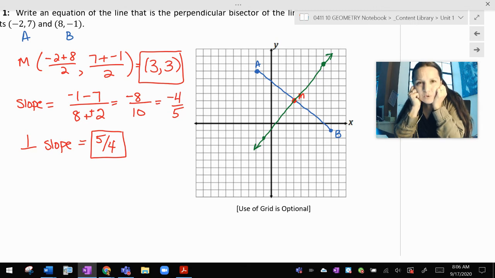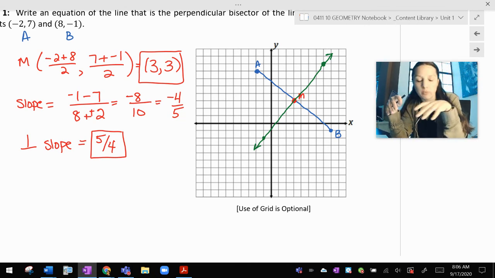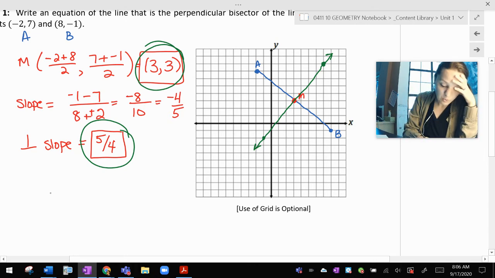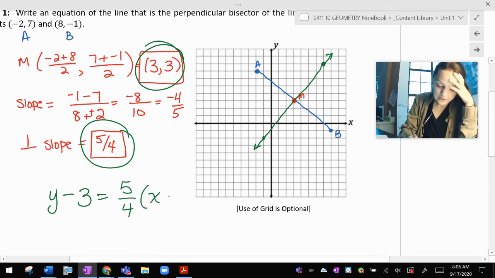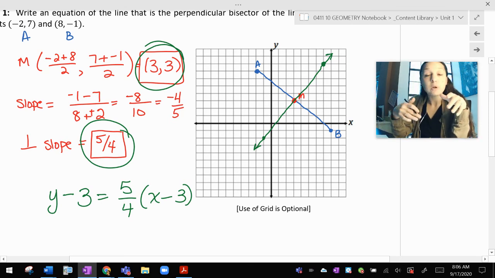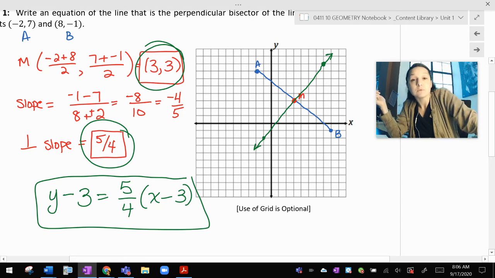But I don't actually hit the y-axis on a nice point, so I can't use slope-intercept form because I don't have a nice y-intercept. But who needs slope-intercept form anymore? Once you have point-slope form, nobody wants that guy. So I have (3, 3) and a new slope of 5/4. I'm going to use point-slope form: y minus y1 equals m times (x minus x1). Negate the point, put your slope in front of the parentheses, and you have the equation of the perpendicular bisector.